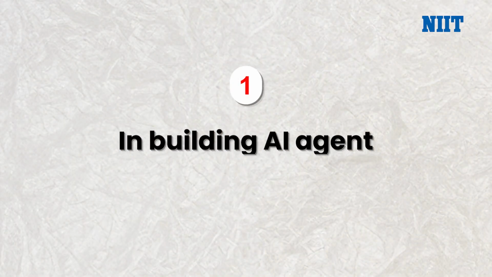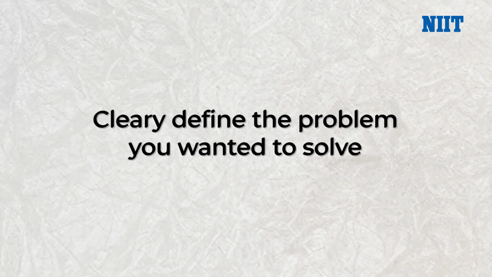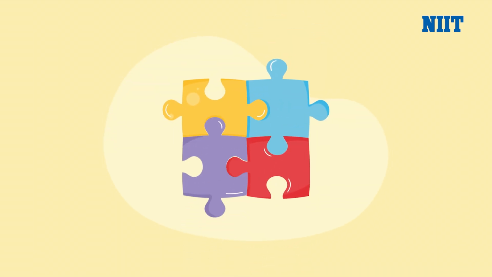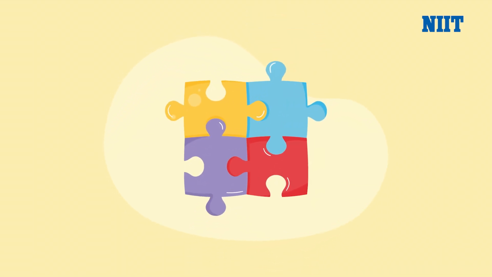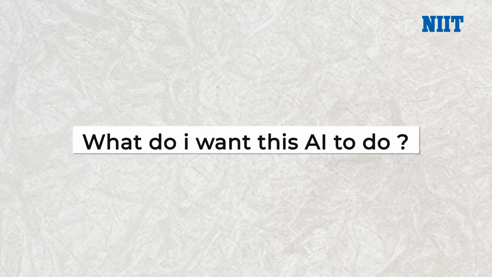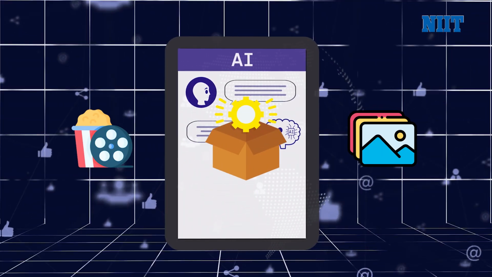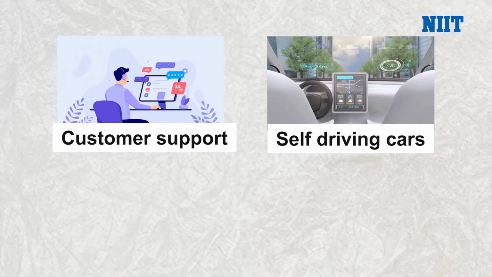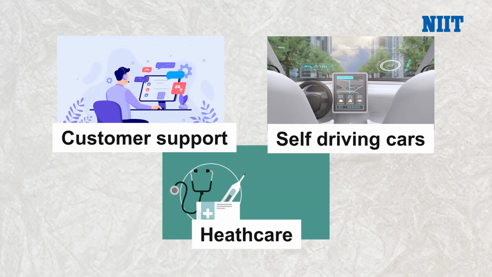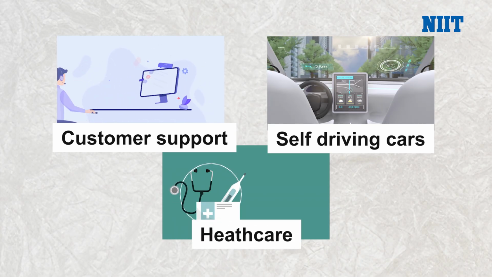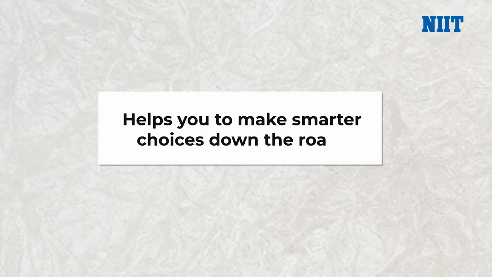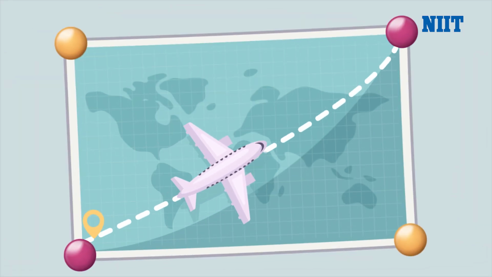So step 1 in building an AI agent is to clearly define the problem you want it to solve. This step lays the foundation for everything that comes next. So start by asking yourself, what do I want this AI to do? Should it answer questions, recognize images, suggest movies or products? Once you are clear on the task, think about where this AI agent will be used. Is it for customer support, self-driving cars, or healthcare? Getting specific about the task and the domain right at the beginning helps you make smarter choices down the road. It is like setting the destination before starting a journey.